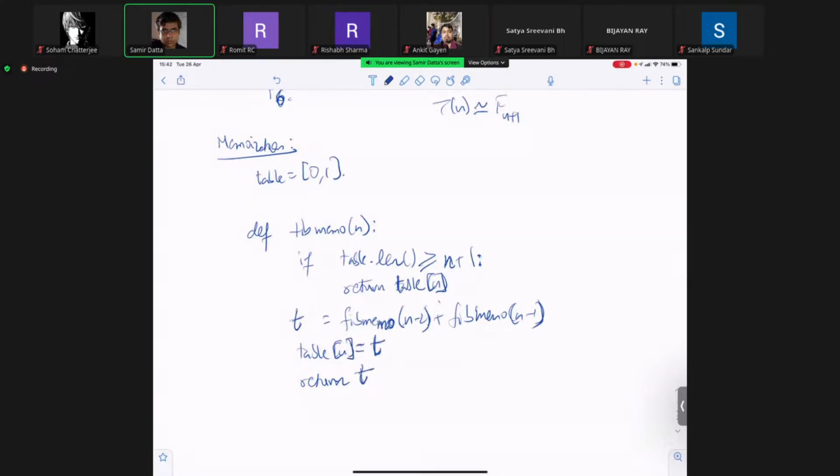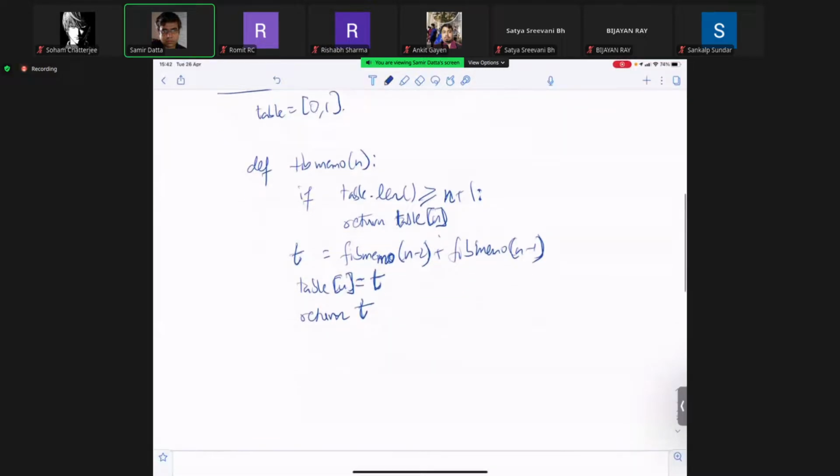Correct? So I claim the complexity of this, assuming that all additions can be done in unit time, basically how many additions will there be? There will be some n plus 1 additions or something like that, order n additions. Sir, what was the problem with the previous code?